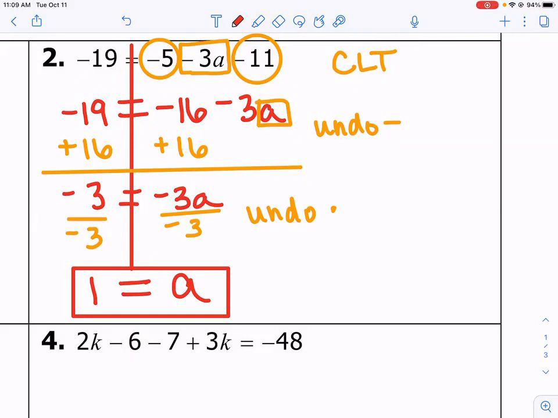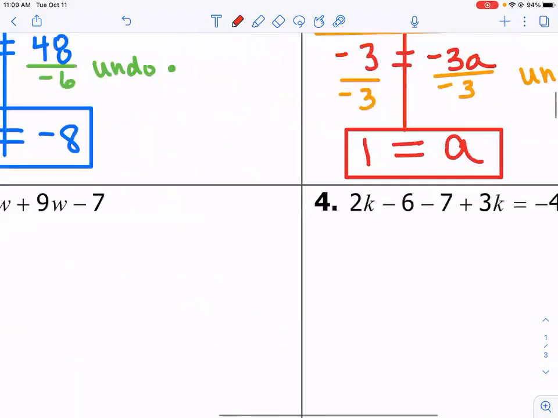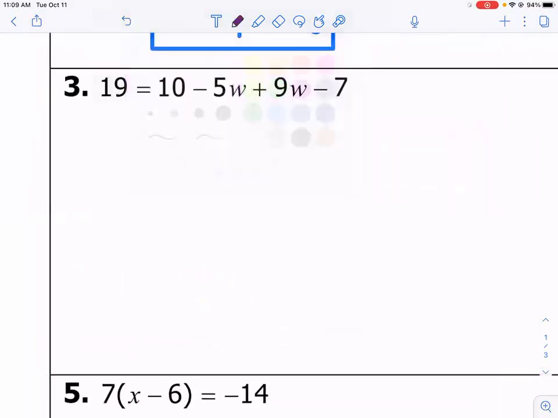All right, here's your job. You and your partner walk through number 3. I would like you to please solve number 3.